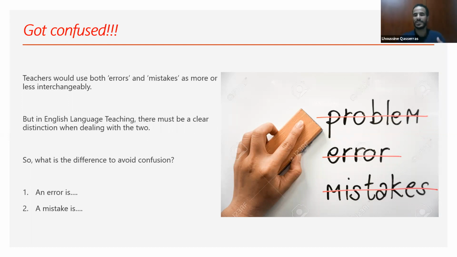Because in teaching English as a foreign language, we have to master the terminology of TEFL. So we should know what is a mistake and what is an error. Other people can use them as if they are the same, but you as a teacher, no. So here teachers would use both errors and mistakes more or less interchangeably. But in English language teaching, there must be a clear distinction when dealing with the 2, an error and a mistake. So my question to all of you, what's the difference to avoid confusion?